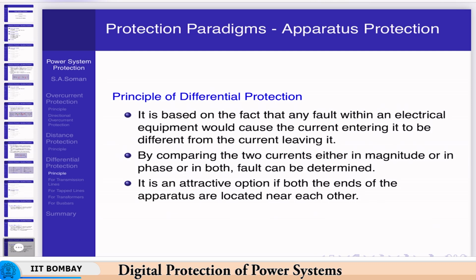It is, of course, an option which is valid if both the ends of the equipment are together, like in a transformer or a generator or a large motor. Also, the rating has to be high because the cost of this protection is high. So it is justified for higher rated voltage and higher rated equipment, generators, transformers, motors. It is also used for transmission lines, for short transmission lines, cables, etc. Nowadays, with the availability of fiber optic communication, it can also be used for longer lines, though the application is not so very common.